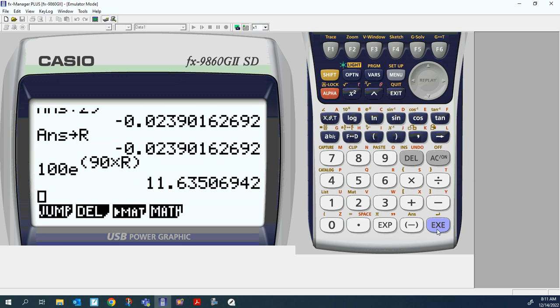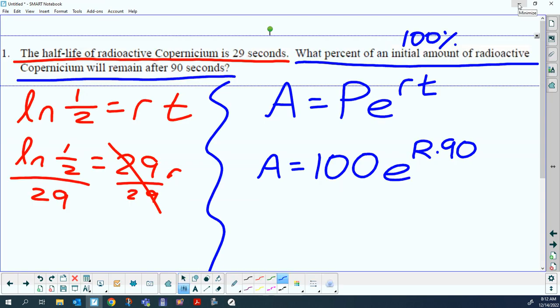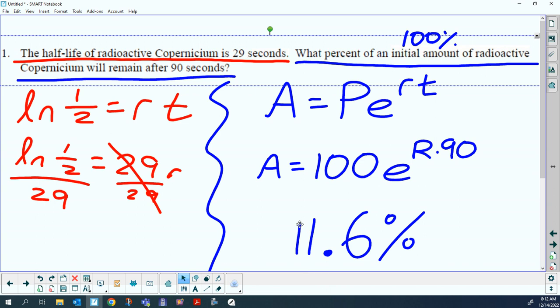11.635. That's the amount that remains. That's the percentage that remains. 11.6%. That's it. That's half-life. First sentence, first equation, solve for R. Second sentence, second equation, solve for A.